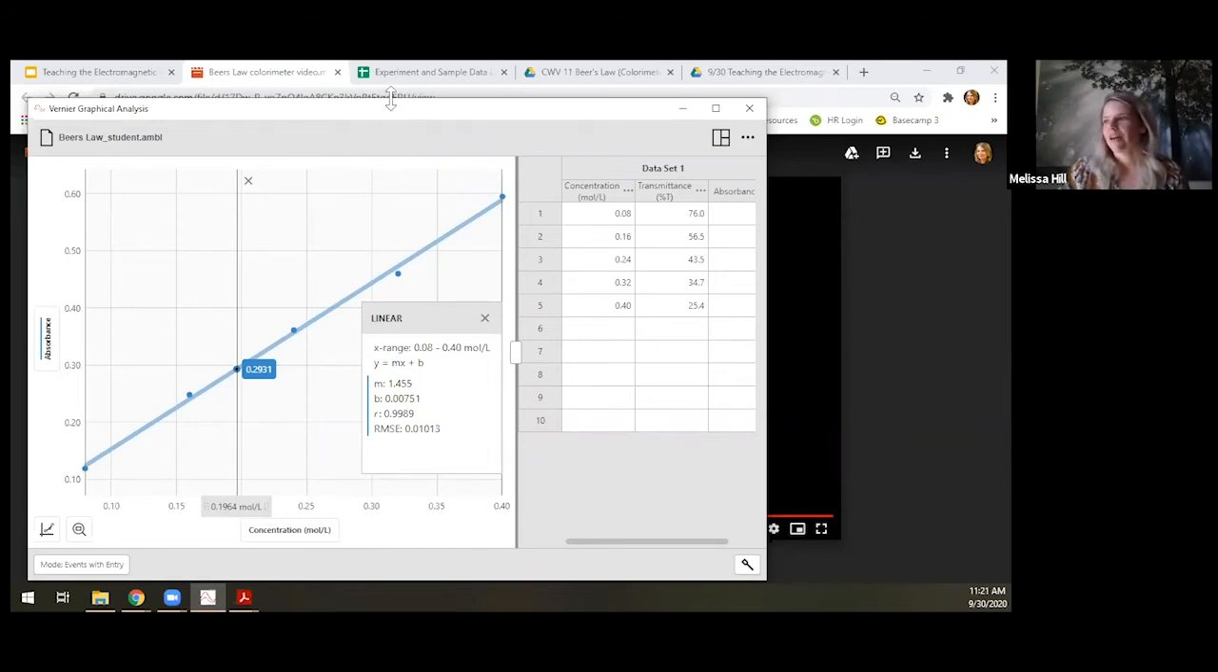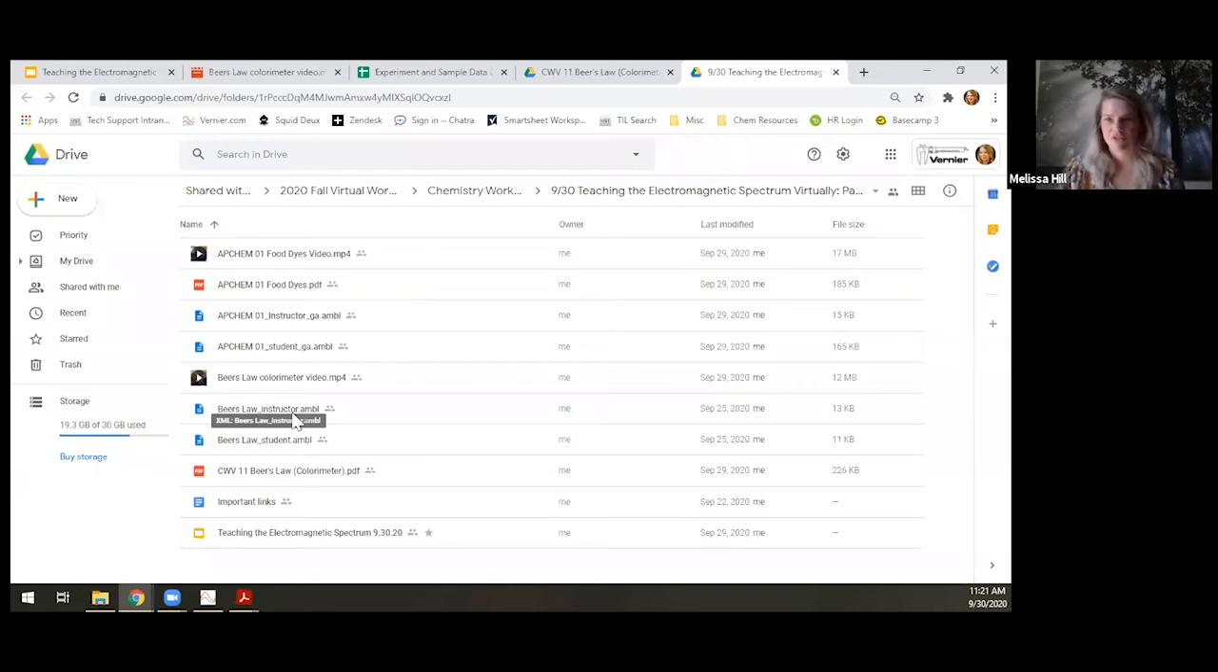So in the experiment folder here, you'll see there's also an instructor version of this lab, and that just has all that data analysis saved for you already. So you can have both versions. Make sure you give your students the student one, and then you can use the instructor one for you.